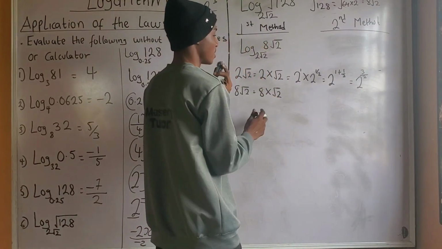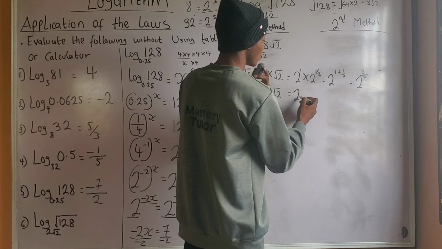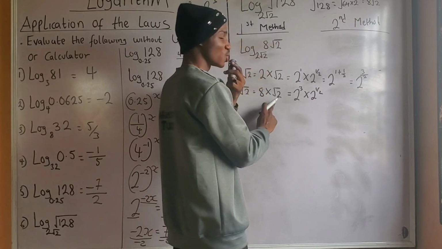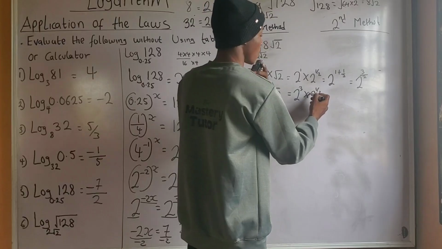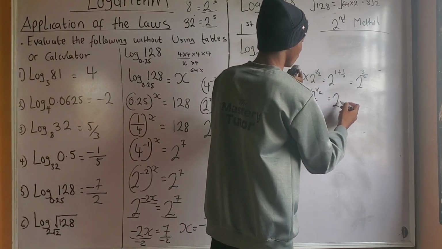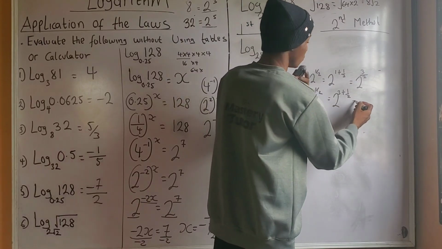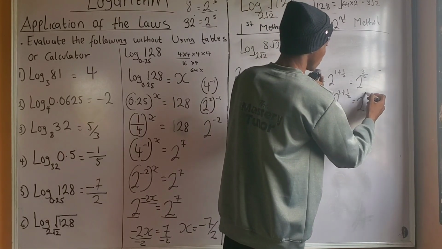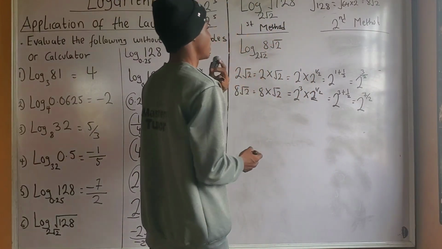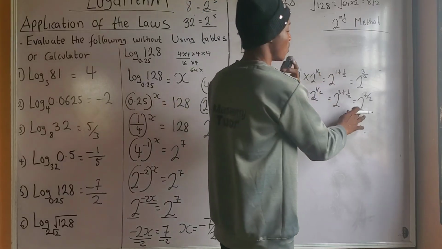Okay, let's check this. Do you know that 8 can be written as 2 raised to the power of 3? So I'm going to have 2 raised to the power of 3 times 2 raised to the power of 1 over 2, because the square root of 2 is 2 raised to the power of half. So here I'm going to have 2 raised to the power of 3 plus 1 over 2. Okay, this will be equal to 2 raised to the power of 7 over 2. Do you understand?